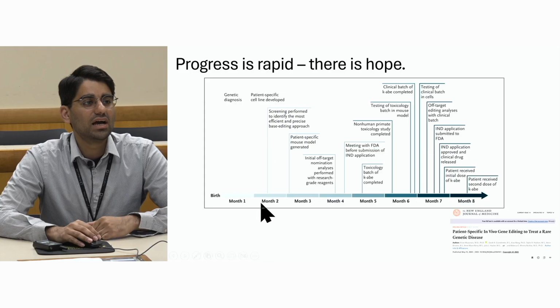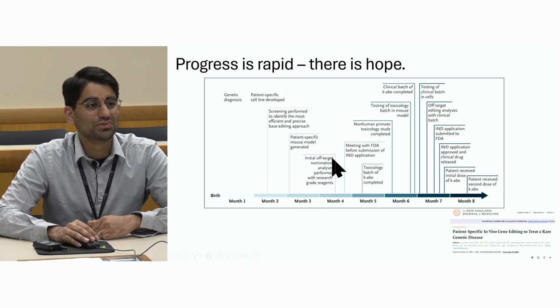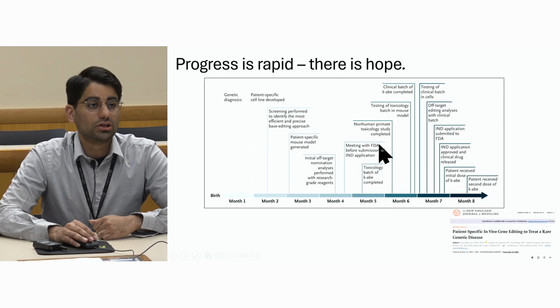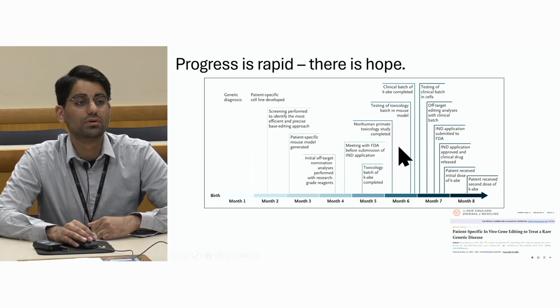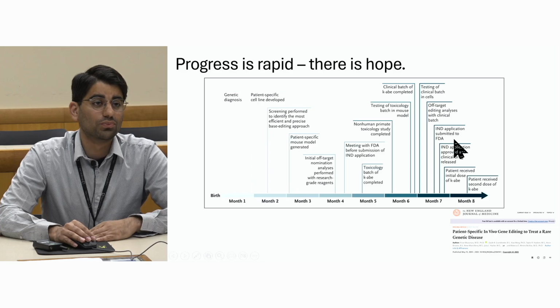And so this is a timeline of the progress of this research. So the baby was born, okay? They developed the patient-specific cell line in the second month of life. The mouse model was made at month 3, okay? They proved all the off-target effects in month 4, just to give you a sense of progress. They showed it wasn't toxic in month 5. Month 6 and 7, they were testing it in non-human primates, so macaques usually, like monkeys, and to show it was safe and it worked.